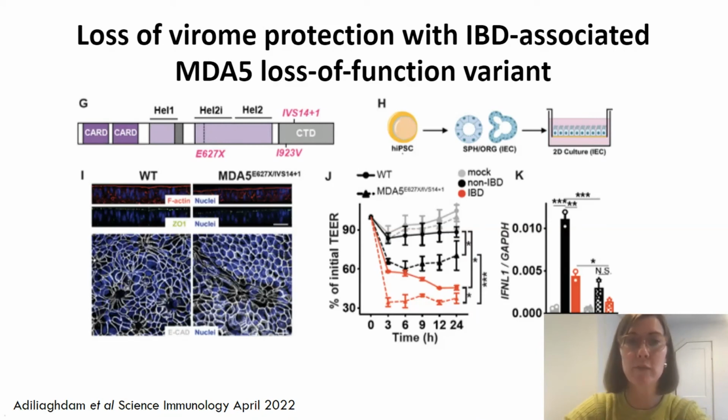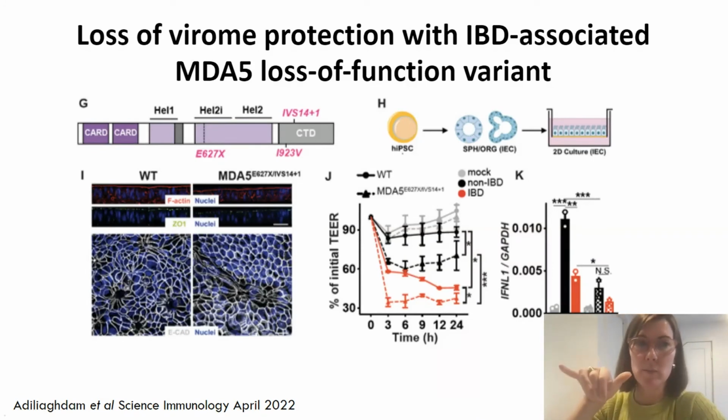So without MDA5 functionality, the virome was much more damaging. And even if you put an IBD virome on top of that, you get an additive effect, where a genetic susceptibility gene plus an IBD virome results in a lack of intestinal barrier integrity.